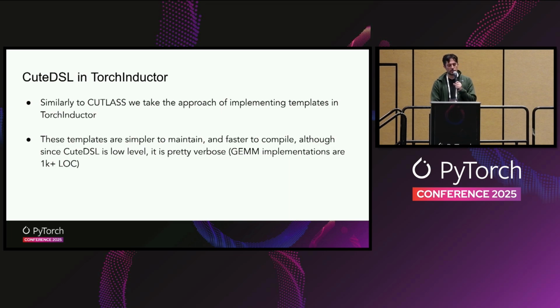And similarly to CUTLASS, we take the approach of implementing templates in TorchInductor for CuteDSL. These templates are a lot simpler to maintain since they're implemented in Python. They're faster to compile, as I mentioned, and the one drawback is, since CuteDSL is pretty low level, it can be very verbose. Some of the GEMM implementations can be thousands of lines of code. But overall, the performance has been quite good, and I think justifies this investment.